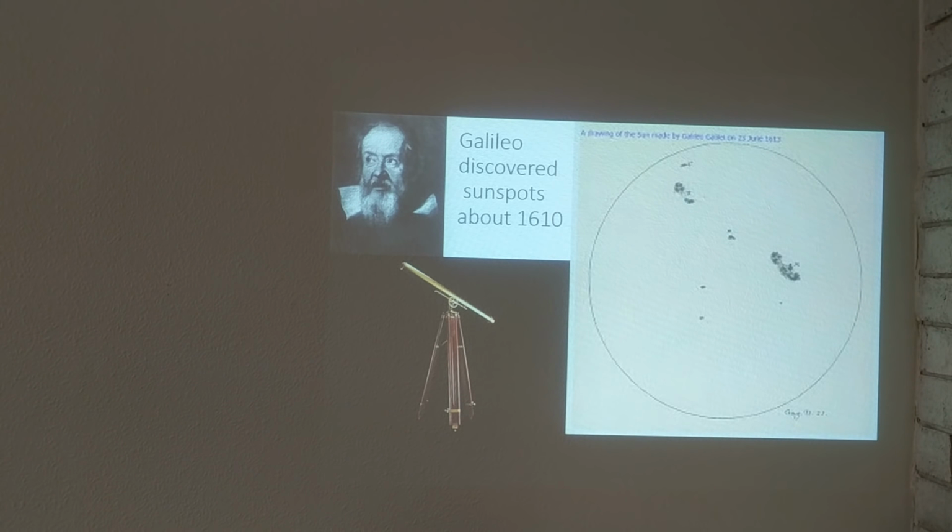He determined that over about 25 to 30 days, the spots drift across the sun and return around the other side because of the rotation of the sun. And those spots and other features on the sun have been observed pretty much ever since.